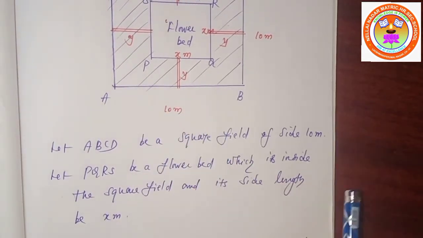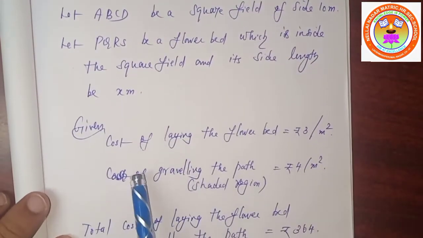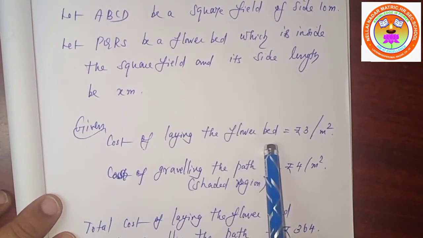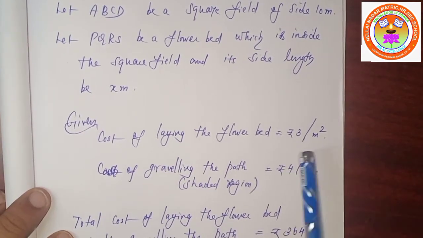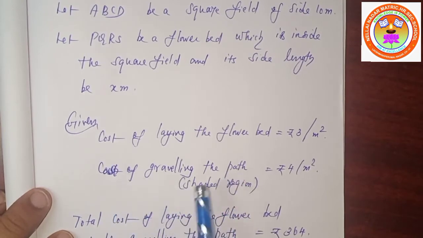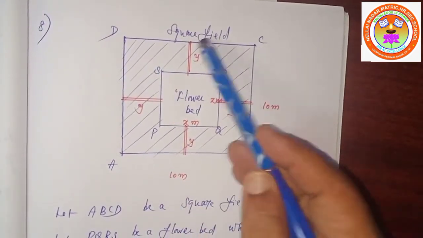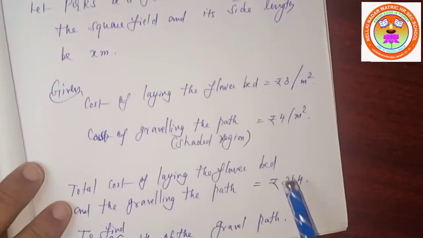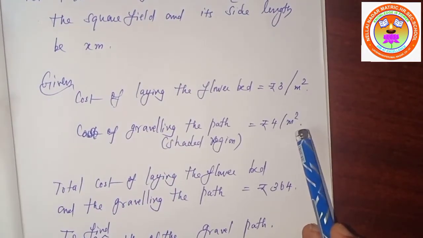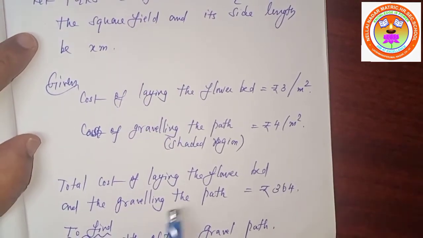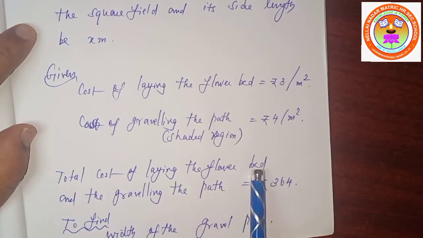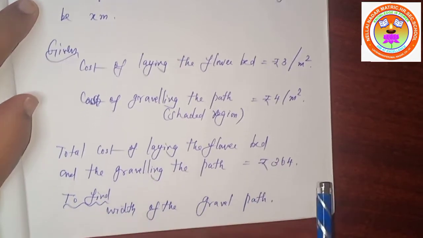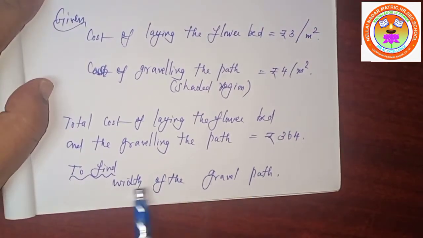x meters. Now, cost of laying the flower bed equals rupees 3 per meter square. For 1 meter square, 3 rupees. Then cost of graveling the path, the shaded region only, is equal to 4 rupees per meter square. For 1 meter square, 4 rupees. It is also given the total cost of laying the flower bed and the graveling the path, total cost 364 rupees. You are asked to find the width of the gravel path.